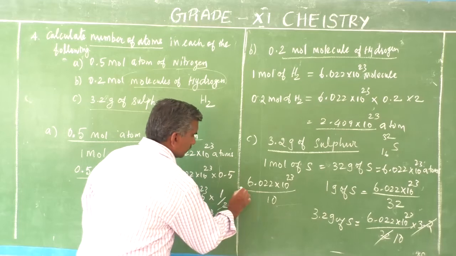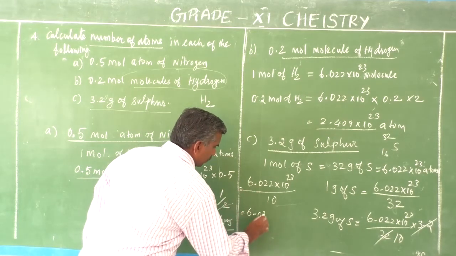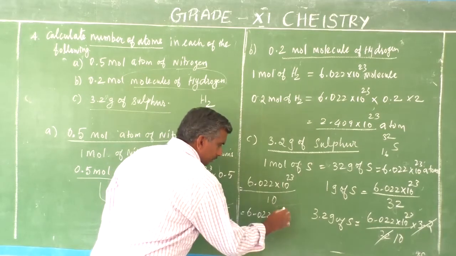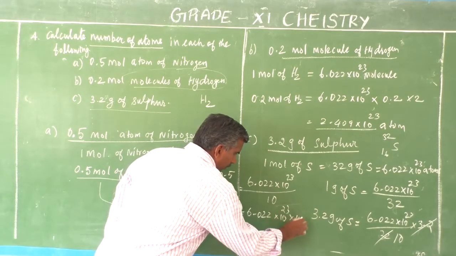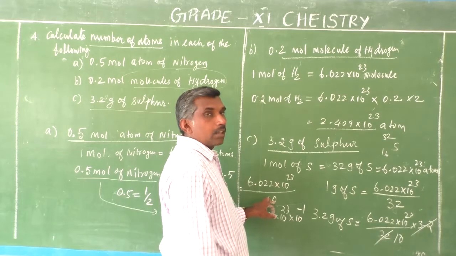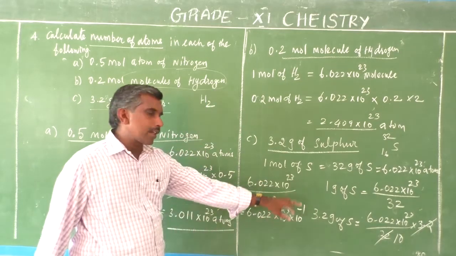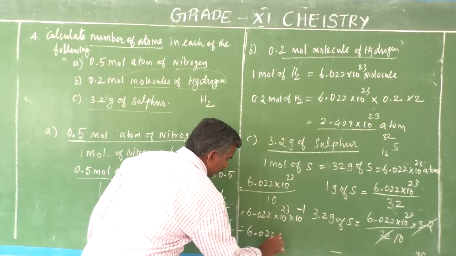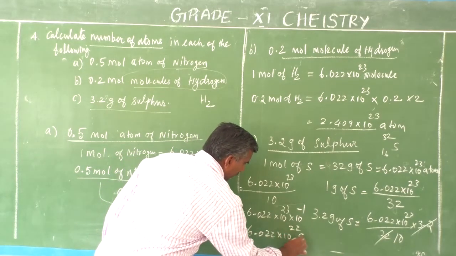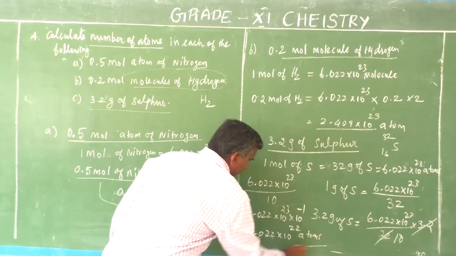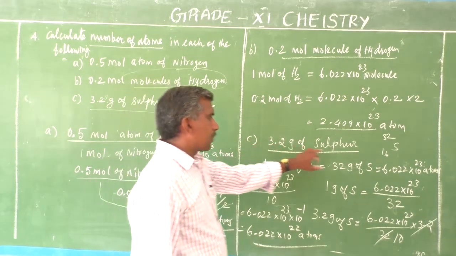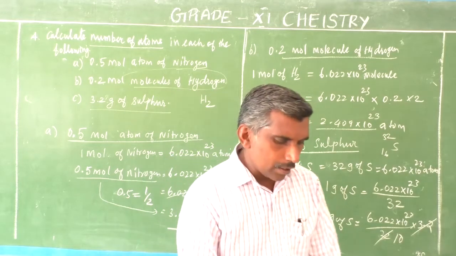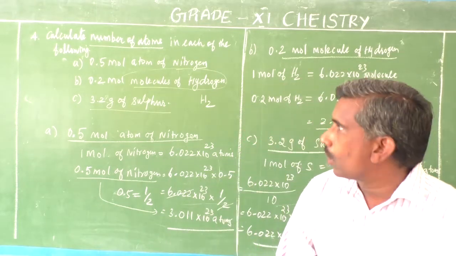That is 6.022 into 10 power, this new denominator below becomes 10 power minus 1. Then the denominator is converted into numerator, change the sign. Now you add: 6.022 into 10 power 22 atoms. So 3.2 gram of sulfur contains 6.022 into 10 power 22 atoms. Okay, that's all.